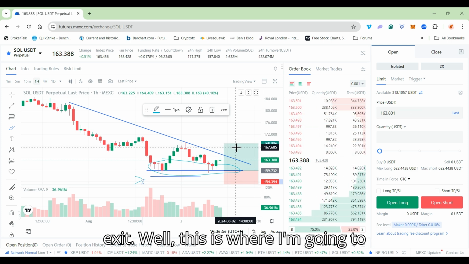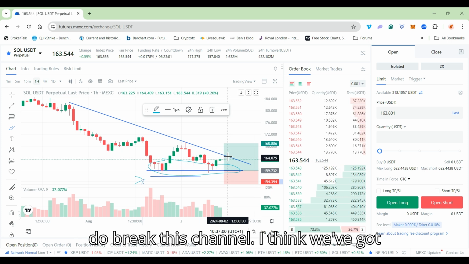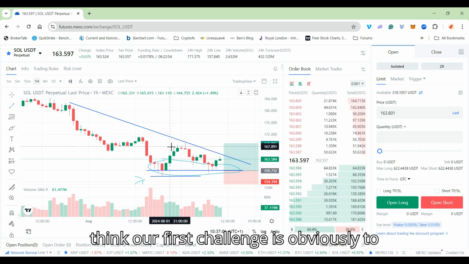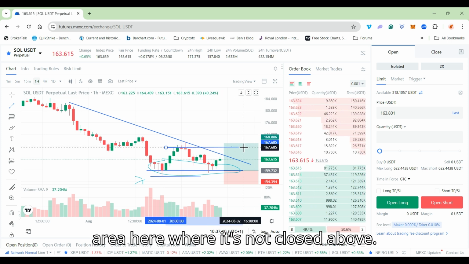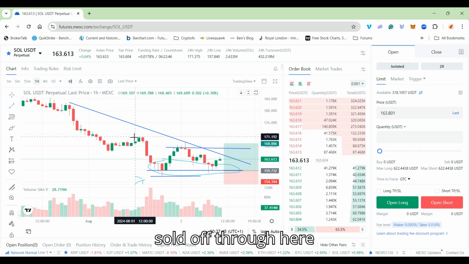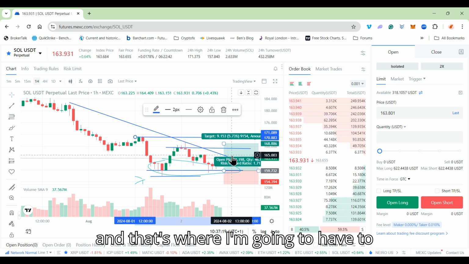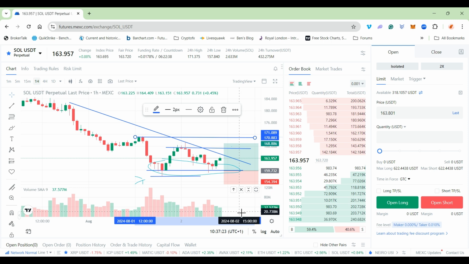with an exit. Well, this is where I'm going to manage it, because if we do go inside and we do break this channel, I think we've got a lot of upside potential. I think our first challenge is obviously to break that line, and then we've got this area here where it's not closed above. So that's our first challenge, and then we've sold off through here, and that's where I'm going to have to evaluate my trade while it's on. Hopefully I get that long.